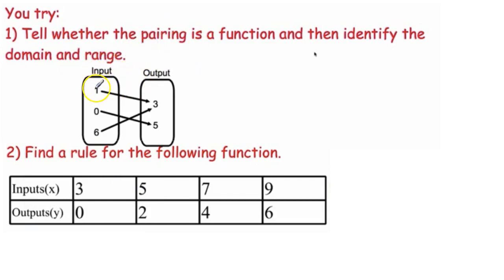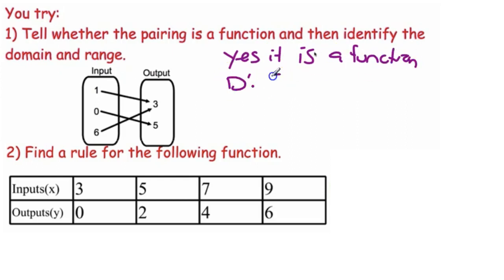All right, so the rule of a function, does one input have one output? So 1 has only one output. 0 has one output. And 6 has one output. So yes, it is a function. And the domain are all the input values, 1, 0, and 6. And the range are the output values, 3 and 5. There you go.